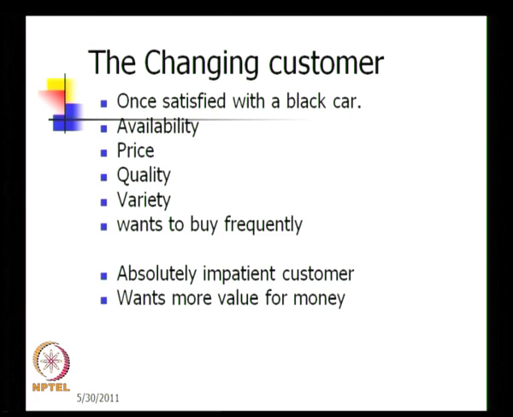Then the customer started looking at the price. Now the customer started looking at the affordability of the product, which meant that manufacturing had to bring down the cost of production so that the customer pays less and buys the product. Then the focus shifted on to quality when the customer started demanding quality. Now this meant that manufacturing had to spend a lot more emphasis, time and effort on quality.